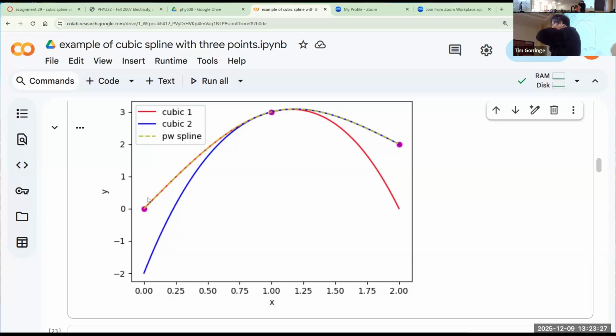So why is it a cubic for a pair of data points? It's a really good question. So why wouldn't I do what would be the simplest thing? What would be a linear function? Well, a linear spline would just be piecewise. You get a kink there.